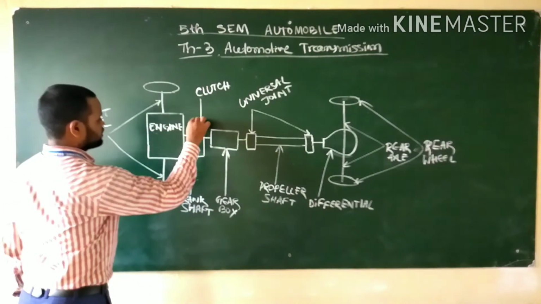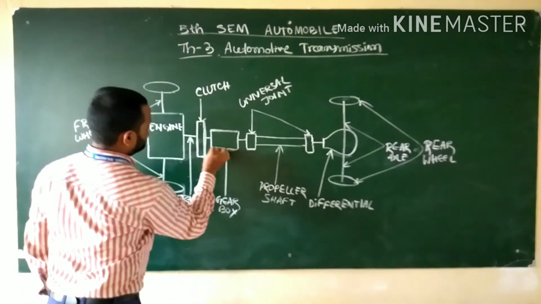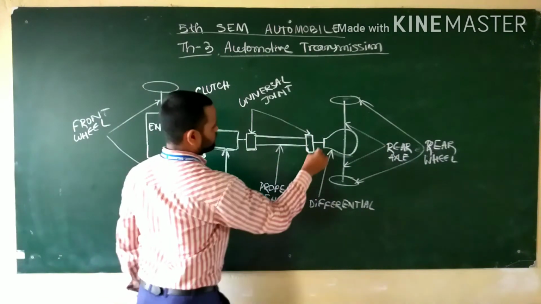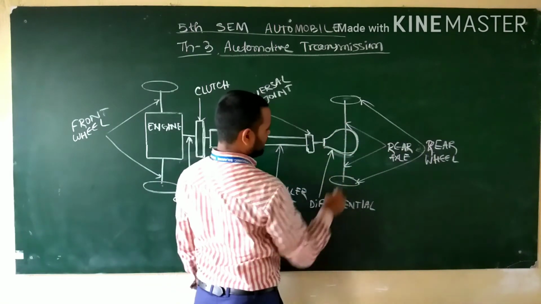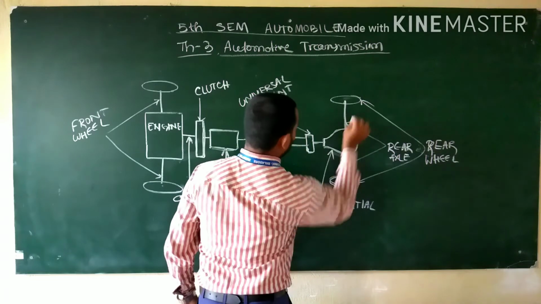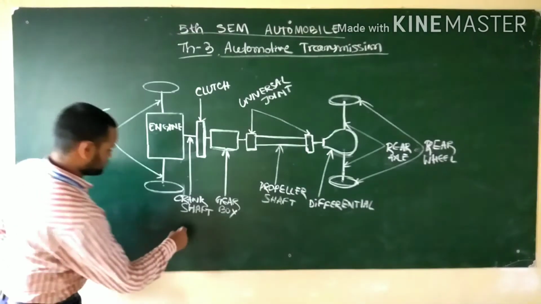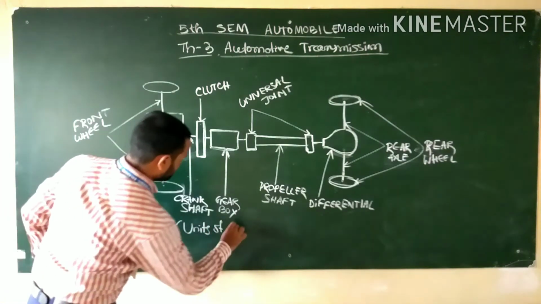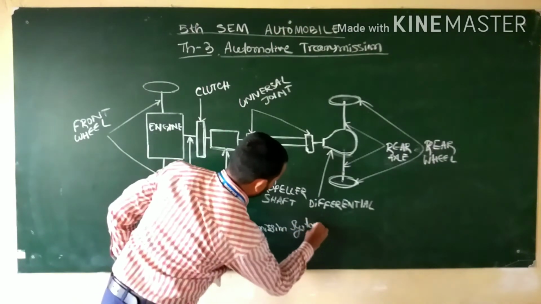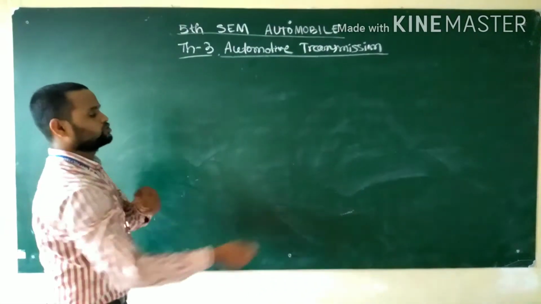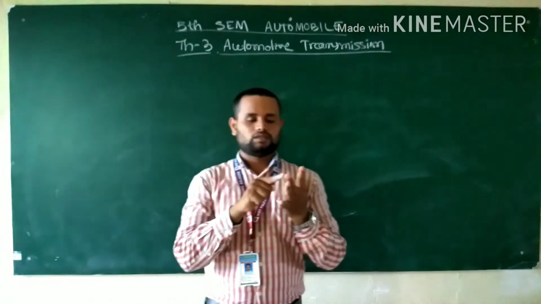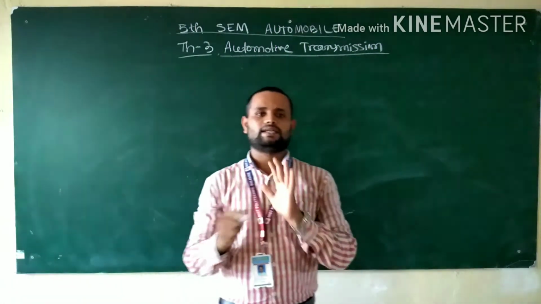Engine, crankshaft, first one is your clutch, next one is your gearbox, next universal joints. In between these two universal joints, one is propeller shaft, after that your differential, then two rear axles and two rear wheels. These are the units of transmission system. So in the transmission system, what are the units I have told? Clutch, gearbox, then propeller shaft, universal joint, differential, axle and tires, wheels.